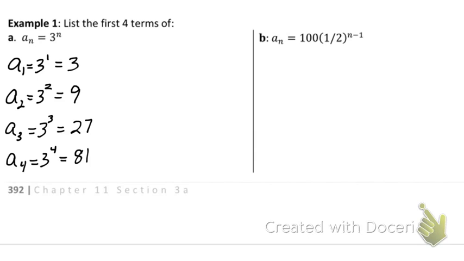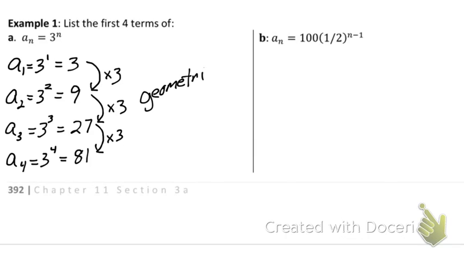Now I'm just going to check to make sure it's geometric. Well, to get from 3 to 9, we're going to multiply by 3. To get from 9 to 27, we're going to multiply by 3. And to get from 27 to 81, we're also going to multiply by 3, so it's, for a fact, geometric. And we could have also noted, hey, it's 3 to some value.